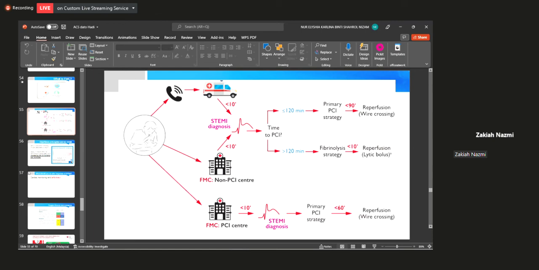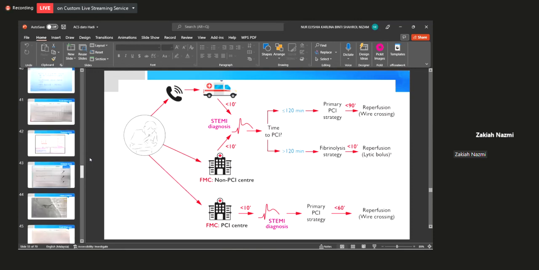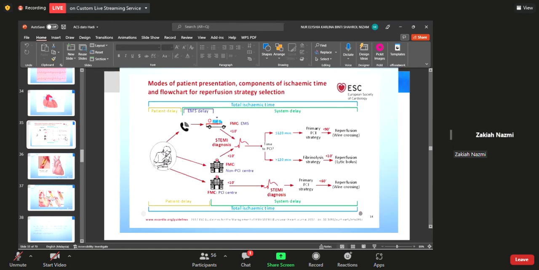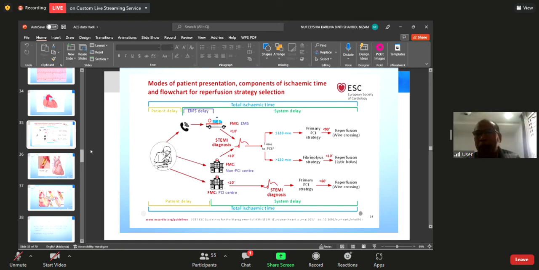Doctor, I have a question. If the patient comes to hospital within less than 30 minutes, and there are no ECG changes, in this kind of patient do we treat it as unstable angina, and do serial ECG every 15 minutes?